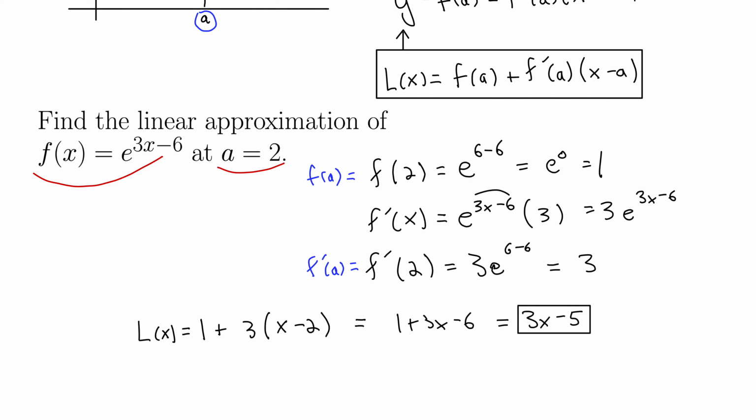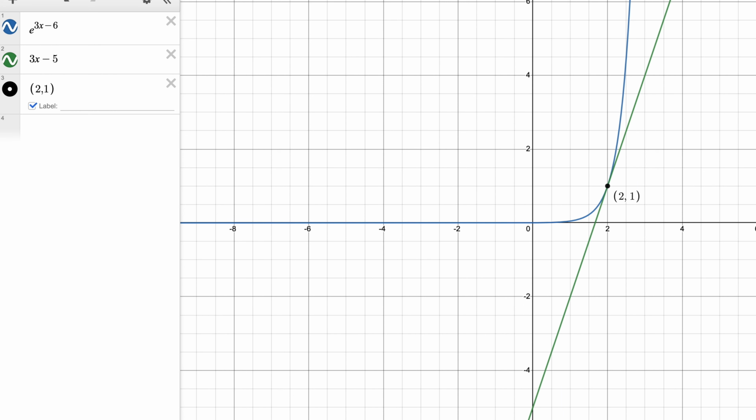So this line will be valid, at least somewhat valid, as long as we stick close around a equals 2, and it will become less and less valid as we move away from a equals 2. Let's look at this in Desmos just to see what this means. Here I have the blue function, which is e to the 3x minus 6, and the green function, which is our linear approximation.